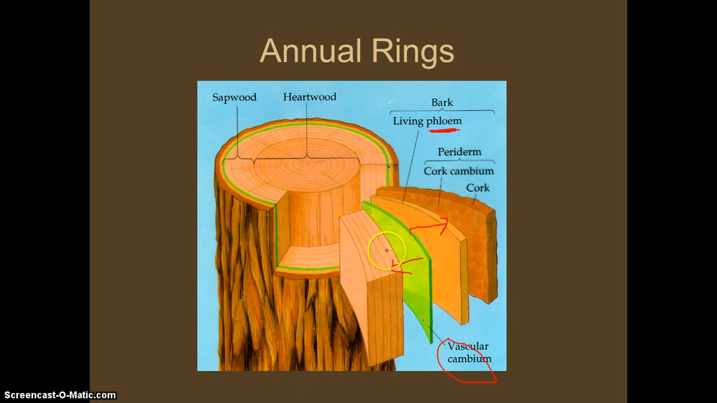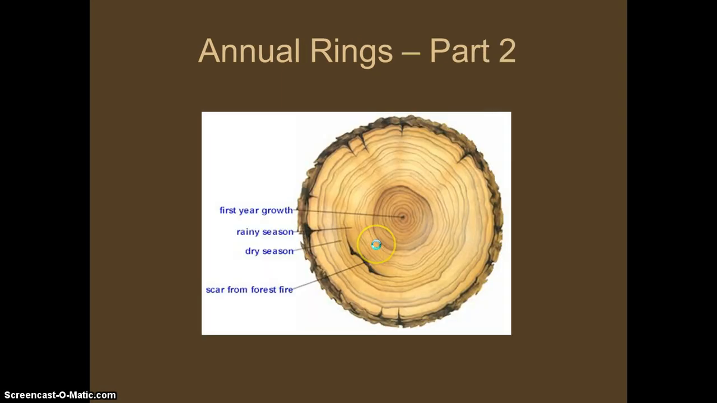Located to the inside of the vascular cambium is where you see the xylem. Okay, and we're going to talk about the xylem here in a second, because the xylem is responsible for the annual rings, and it's basically how you can tell how old a tree is. Depending on how far apart the rings are, you can tell if we had a rainy season, or if they're real close together, a dry season.